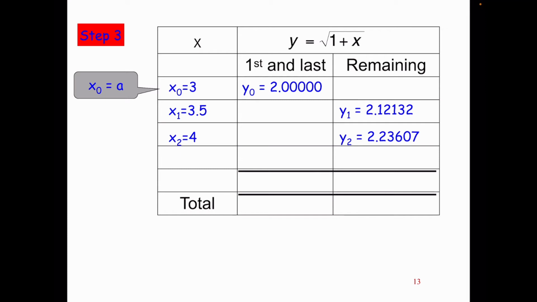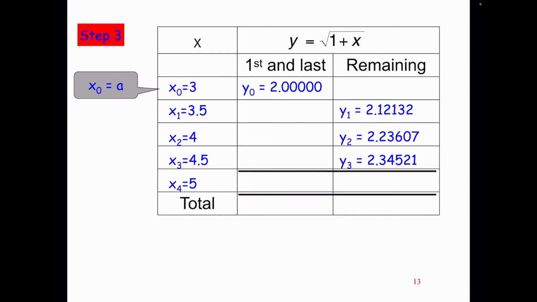Then from 4 plus 0.5, you will get 4.5. Okay, so substitute, you will get y3 equals to 2.34521. And then from 4.5 plus another 0.5, we will get 5. So if we recall, our upper limit is 5. So that is our b. It means our last value should be our upper limit, which is the value of b.